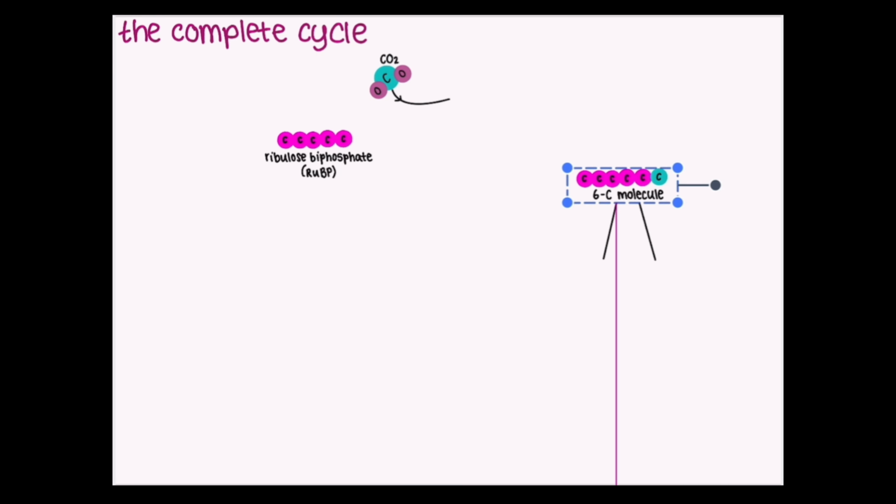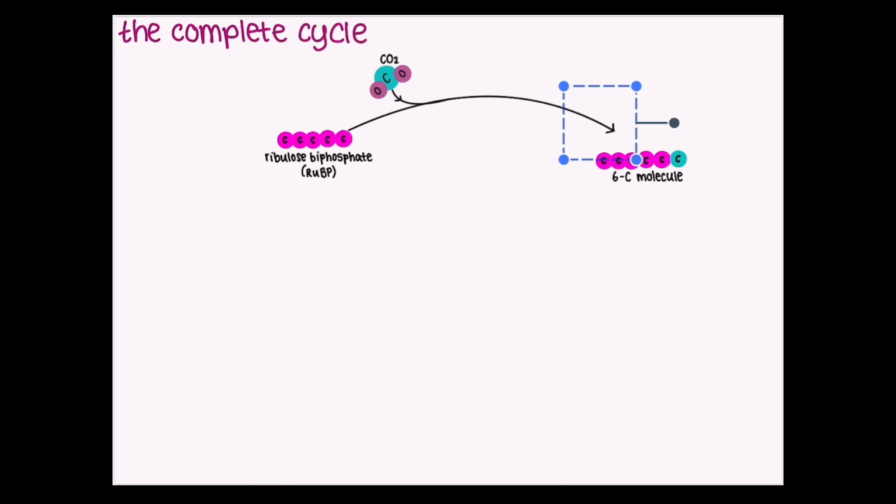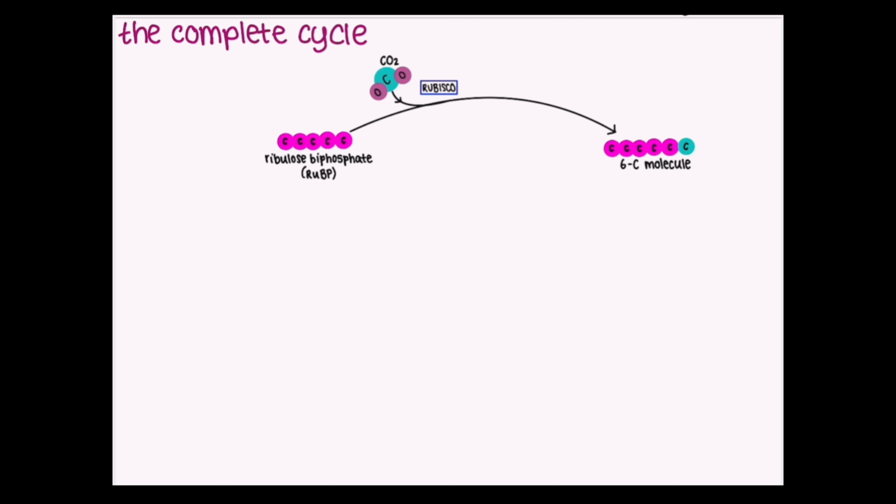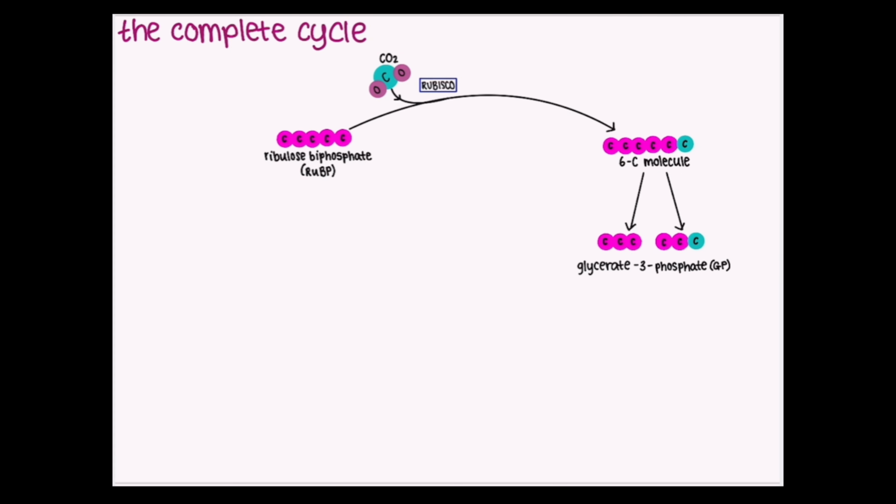Let's just recap then that entire series of reactions as a complete cycle. We start off with our RuBP, ribulose biphosphate, which will be found in the stroma of the chloroplasts. Carbon dioxide that has diffused into the chloroplast will be fixed, so the carbon from carbon dioxide will be fixed and added to the ribulose biphosphate, converting it from a 5-carbon molecule to a 6-carbon molecule. This reaction is catalyzed by the enzyme rubisco. This 6-carbon molecule produced is extremely unstable and splits immediately into 2 3-carbon molecules of GP.